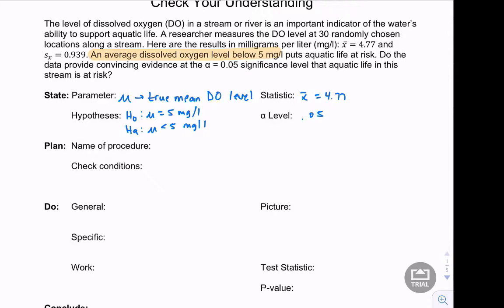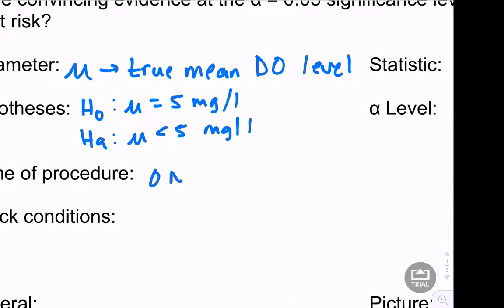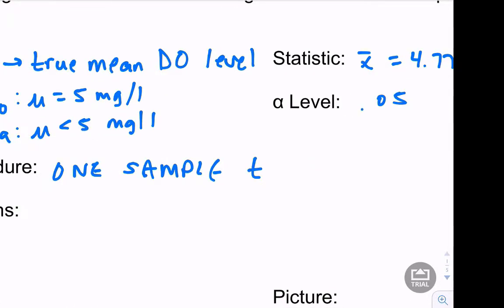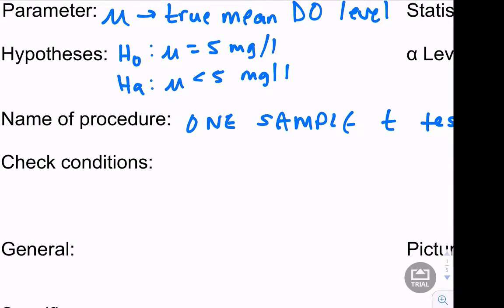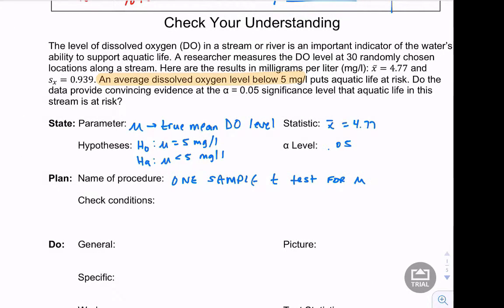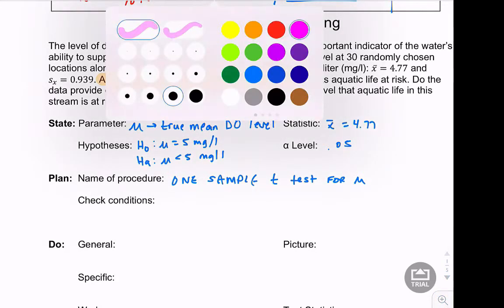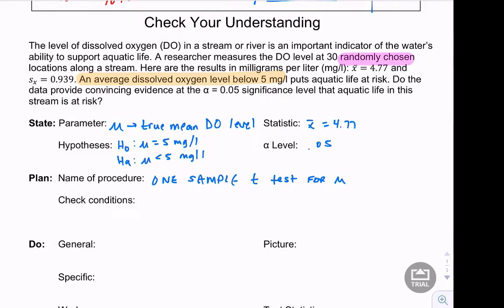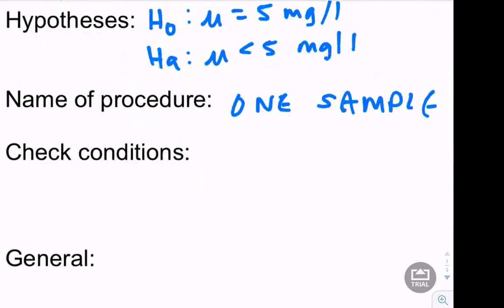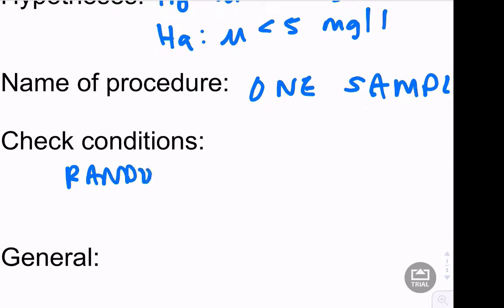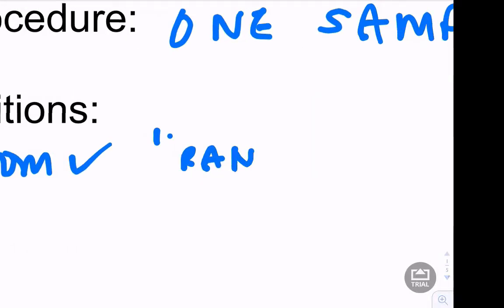And so what's the name of our procedure here? We're still doing a one sample test, but we're doing a one sample t-test for mean. And we have to check our conditions. So let's see. When we look back at our problem here, what we have is we have randomly chosen locations. So that's going to satisfy our random. Yes, because it says randomly chosen.